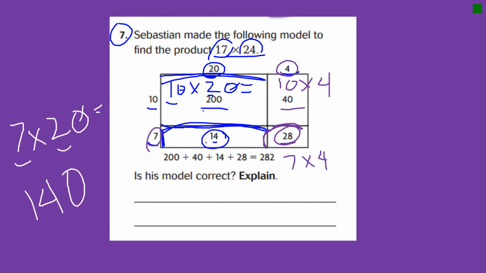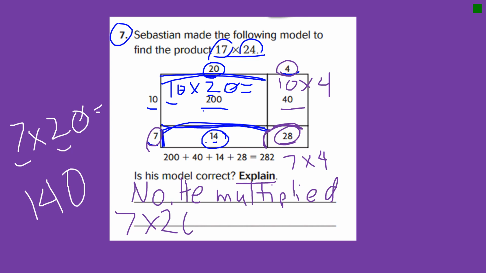So is his model correct? No. Now, how would you explain that? We can just say he multiplied 7 times 20 wrong. How about that? Okay. All right, Sebastian. Focus on the 0, Sebastian. All right, let's go to the next problem.